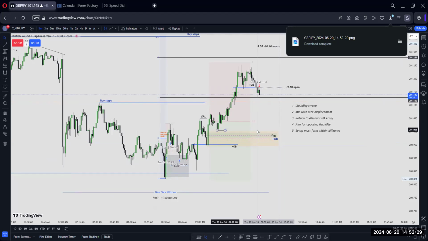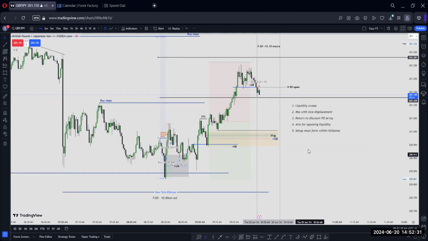I like this liquidity here because it's right on top of our discount, fair value gap, and order block. We cannot reverse from consolidation, right? So I'm expecting some manipulation. AMD. Let's expand, then distribute.